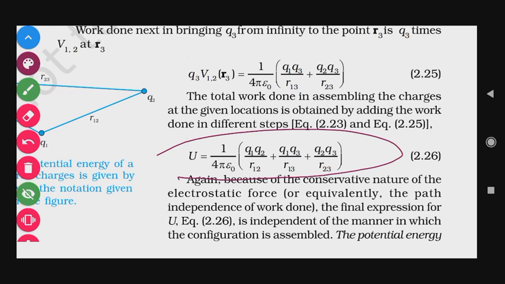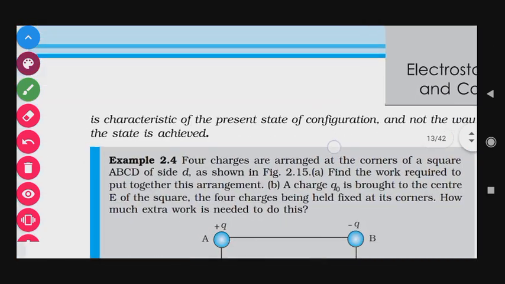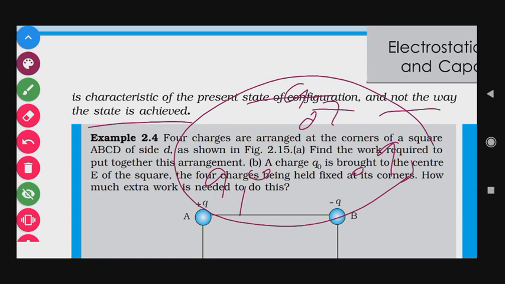Similarly, we can find the potential energy for n number of charges. Again, because of the conservative nature of the electrostatic force, the final expression for U is independent of the manner in which the configuration is assembled. It doesn't matter which charge is brought first. The potential energy is a characteristic of the present state of the configuration and not of the way the state is achieved. The positions of the charges decide the potential energy of the system, not the path followed. Only the present position matters.